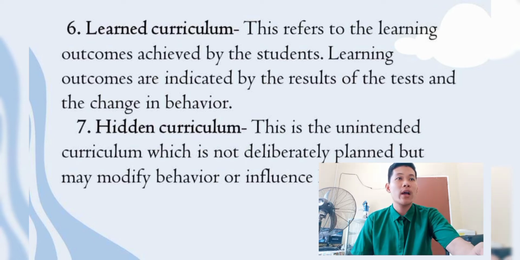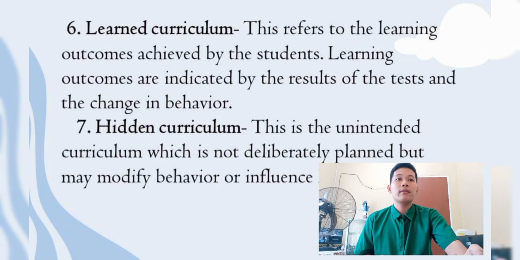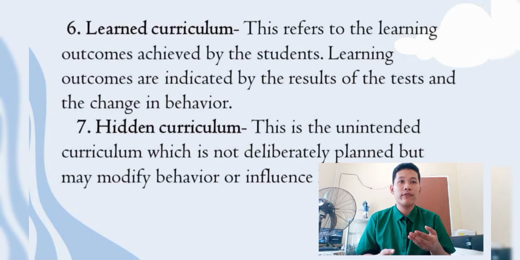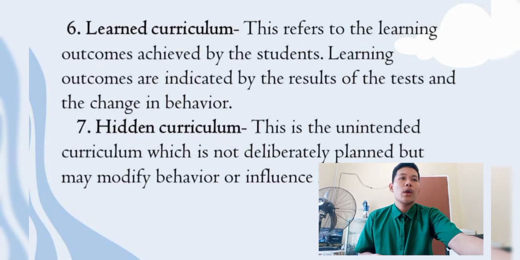So the last one, or the seventh one, is the hidden curriculum. This is the unintended curriculum, which is not deliberately planned but may modify behavior or influence learning outcomes. So this is somewhat cognitive as it is not planned or formulated properly. However, it does work its part in influencing the students in their behavior and learning outcomes. So those are the types of curriculum operating in school.